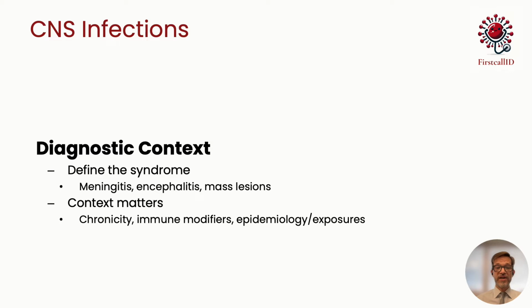And in these cases, the context really matters as well. So the chronicity, is this an acute process within hours? Is this subacute within days to weeks, or has this been going on for weeks to months? We want to specifically identify any immune modifiers, either immunosuppression or immunocompromising states. And we want to pay attention to epidemiology and exposures, especially with cases of encephalitis, because sometimes the epidemiology is the key or the main clue to what's explaining the underlying process.